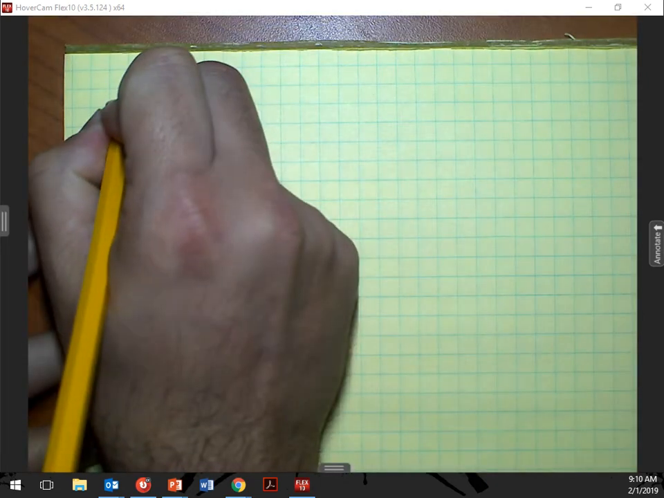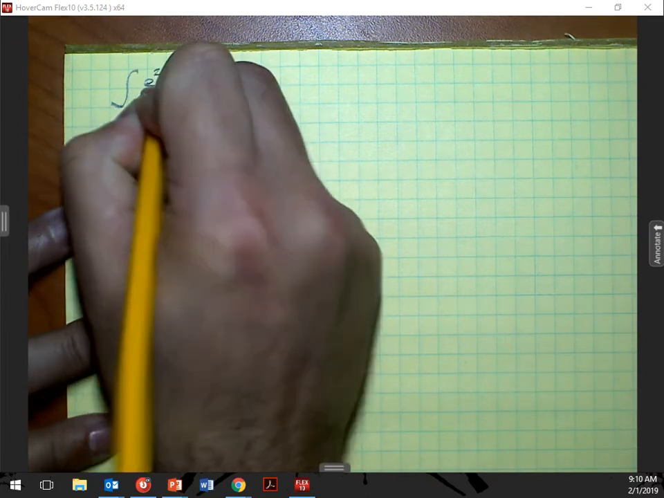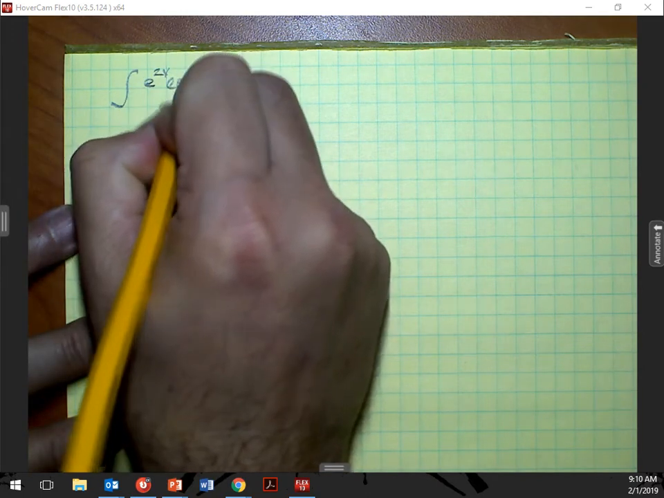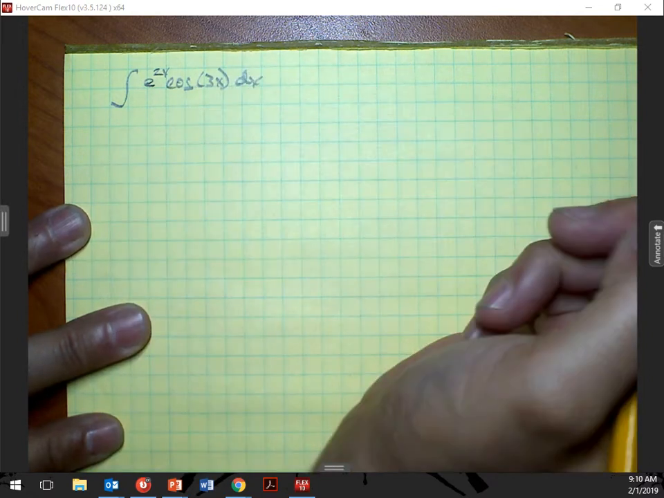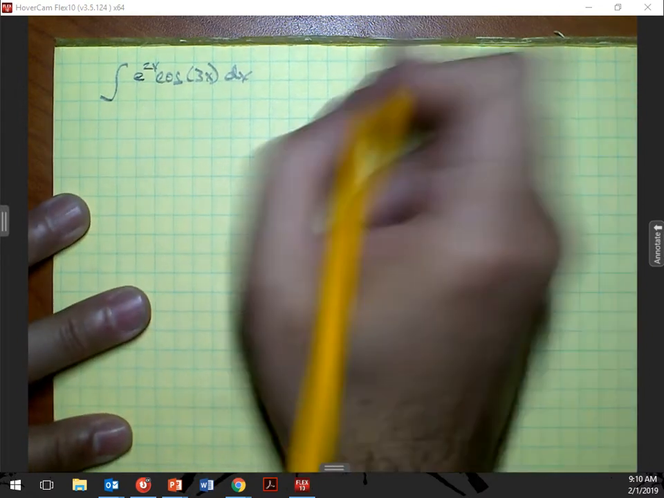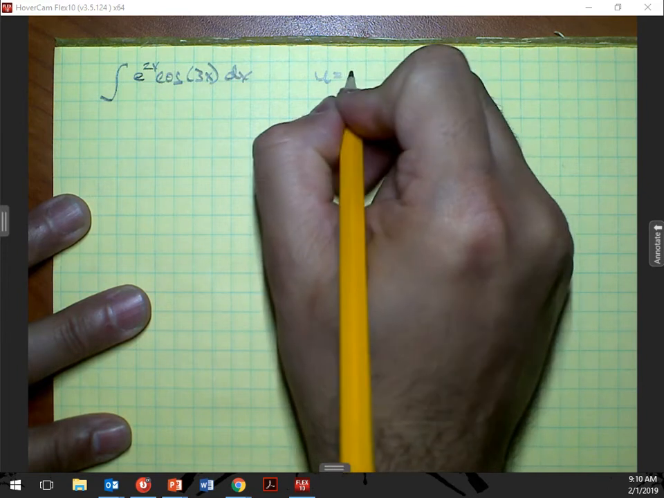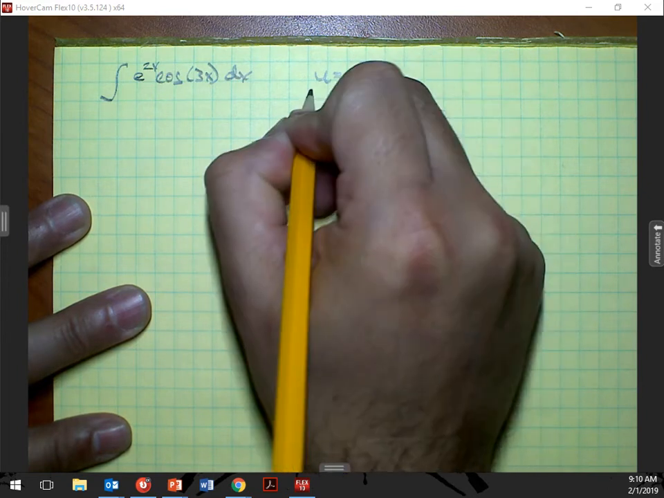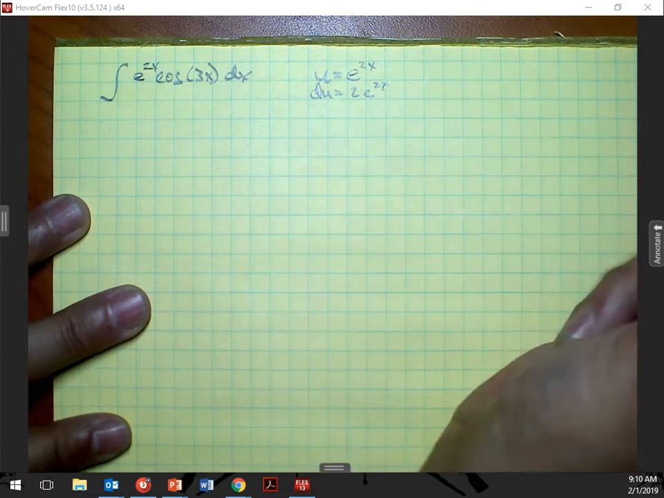So it's the integration of e to the 2x cosine of 3x dx. In this case, my u is going to be e to the 2x, and then my du is 2e to the 2x.